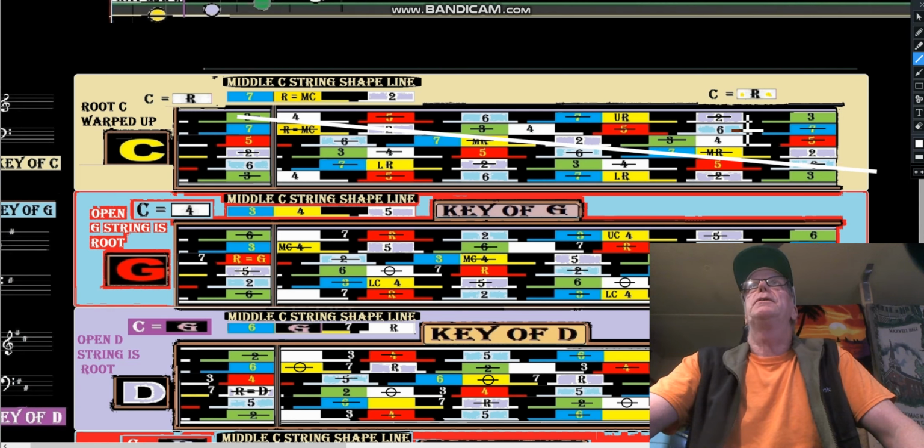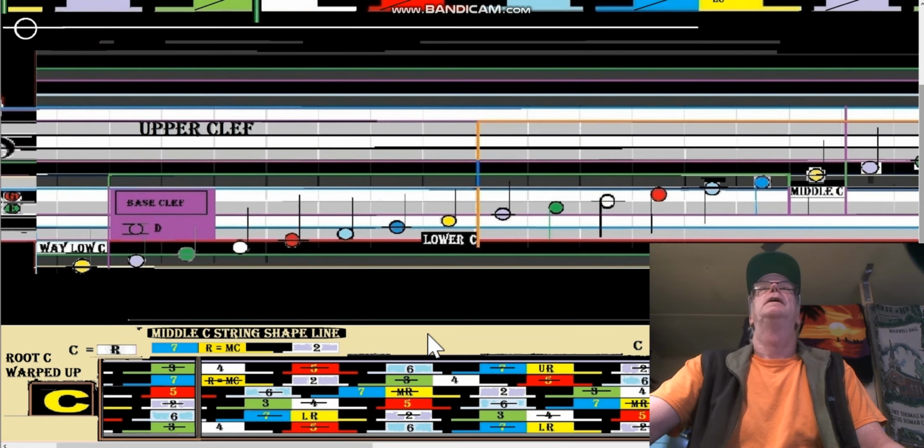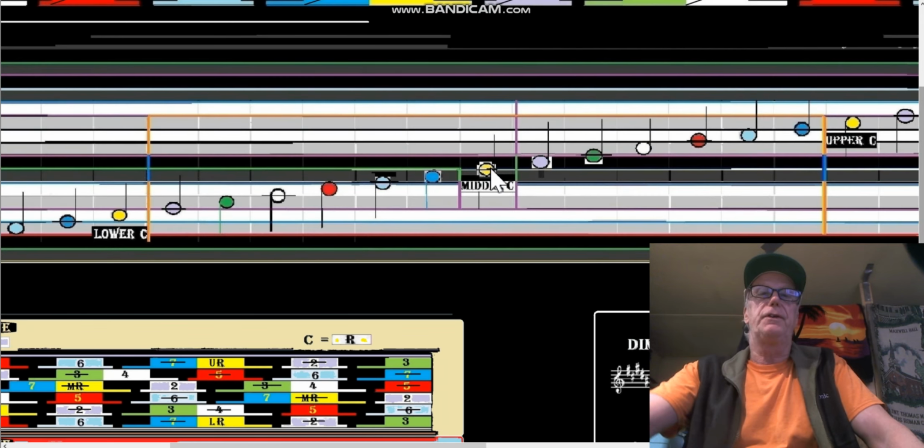So everything up here is going to be the treble clef. Everything down here is going to be the bass clef. And middle C is going to be where middle C is. Okay, so where's middle C? Middle C is right here in the middle of the 2 clefs.